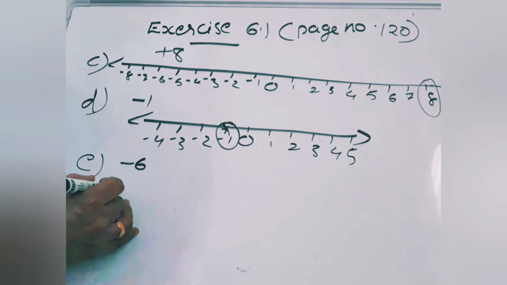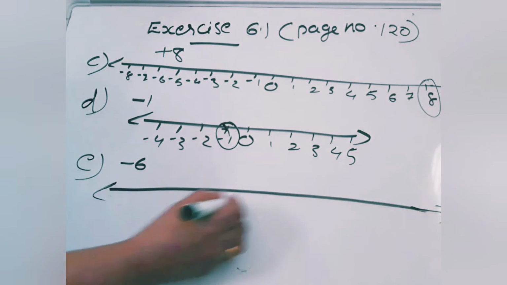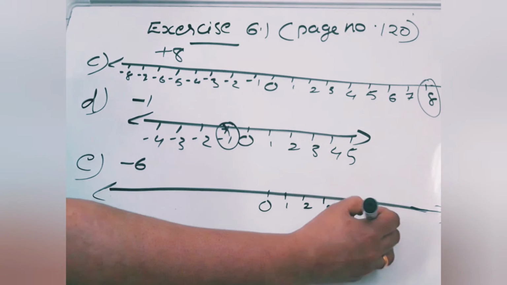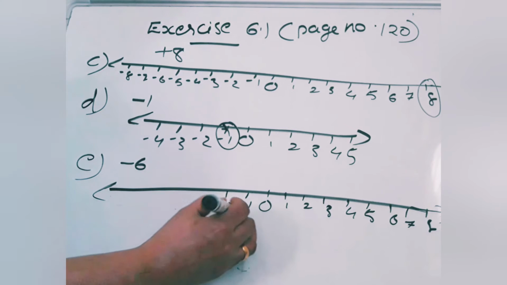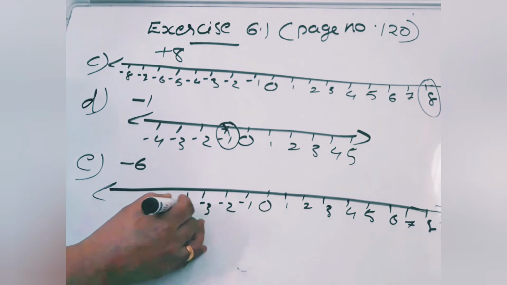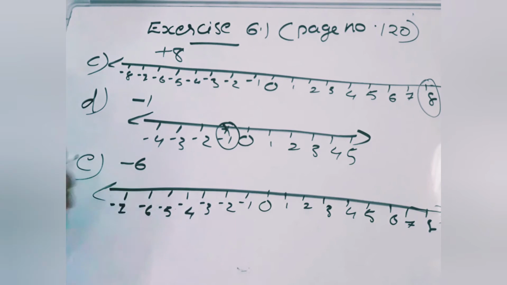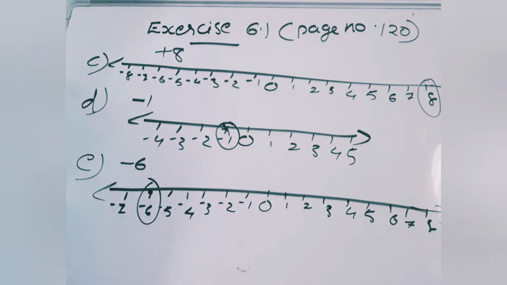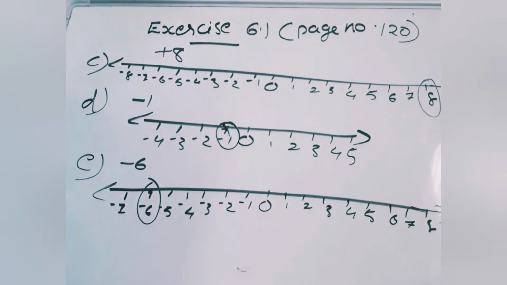Now question E is minus 6. Minus 6 is also very simple. Draw a number line: 0, 1, 2, 3, 4, 5, 6, 7, 8. Now here minus 1, minus 2, minus 3, negative 4, negative 5, negative 6, negative 7. Our question is negative 6. Negative 6 is here. So here we have to mark the number minus 6. So question number 3 is completely over: A, B, C, D, E.